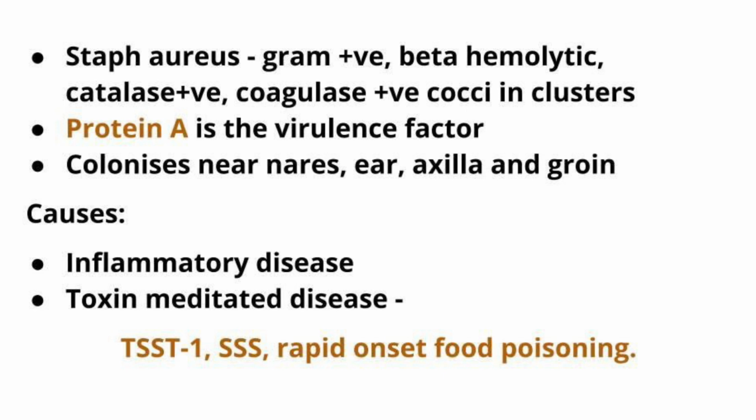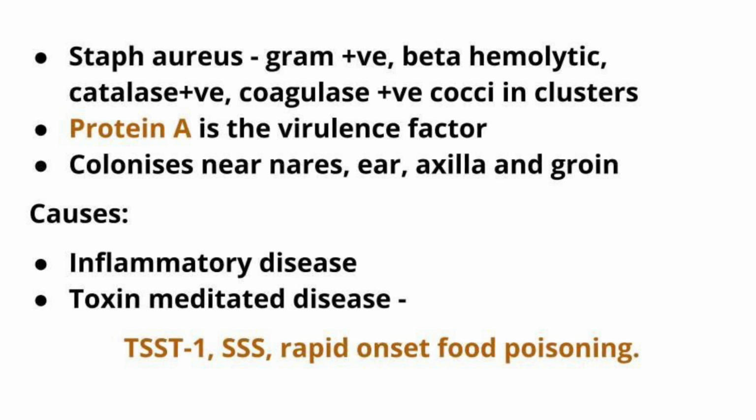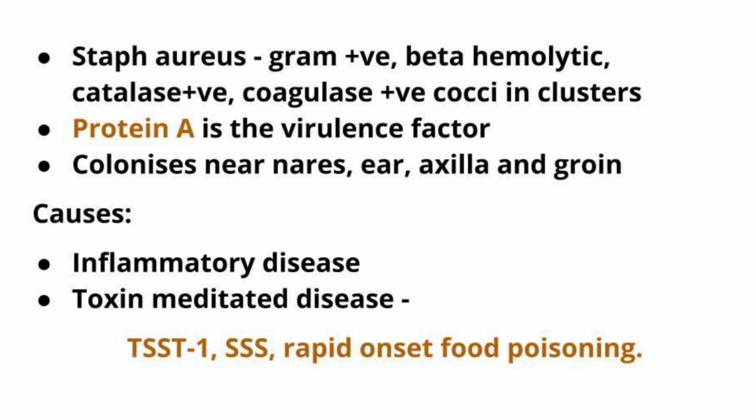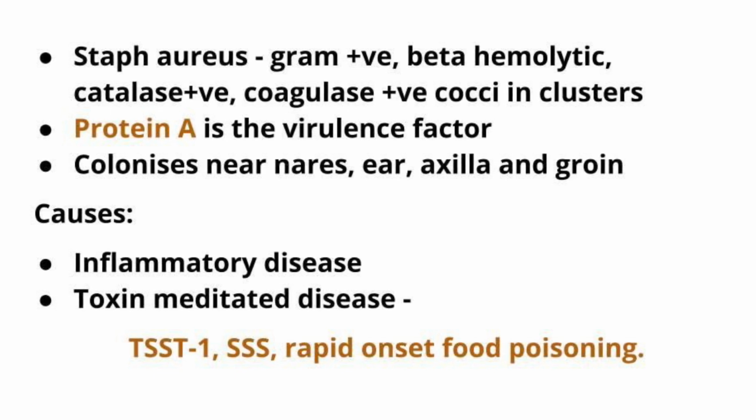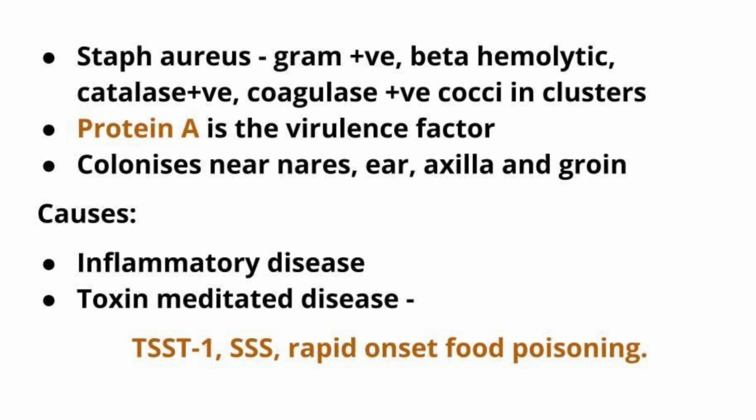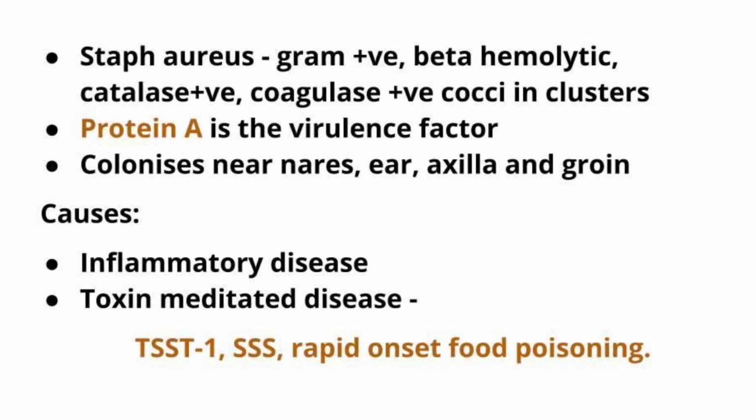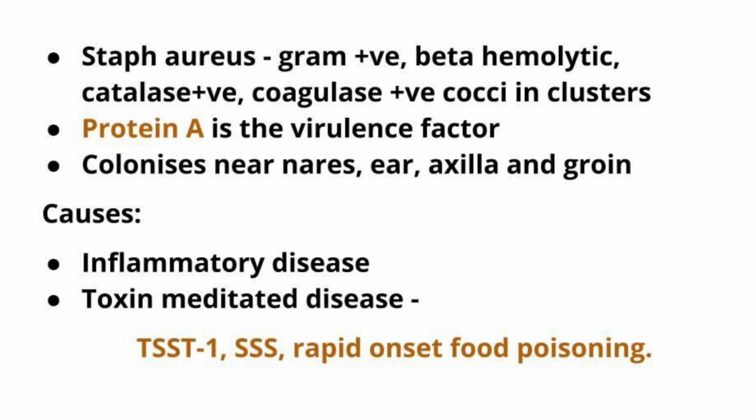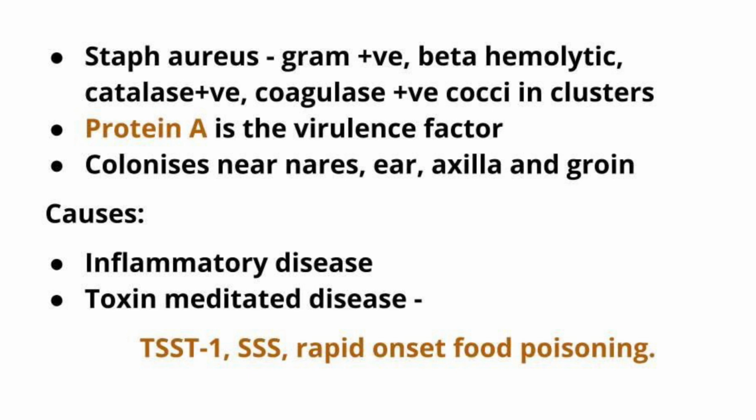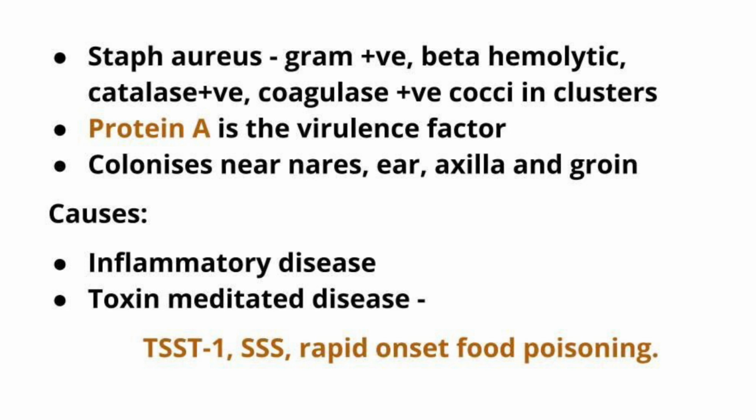The variety of diseases caused by Staphylococcus aureus are categorized into two types, that is the inflammatory disease and the toxin mediated disease. The inflammatory disease may present as skin infections, any organ abscesses, pneumonia, most often after influenza virus infection, infective endocarditis, septic arthritis, and osteomyelitis. Whereas the toxin mediated diseases due to Staphylococcus aureus are toxic shock syndrome because of the TSST-1 superantigen, scalded skin syndrome because of the exfoliative toxin, and the rapid onset food poisoning due to enterotoxins.